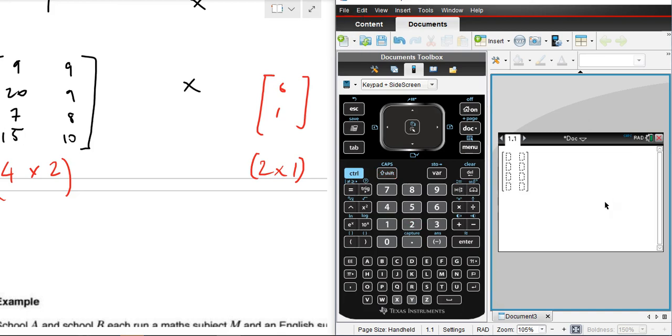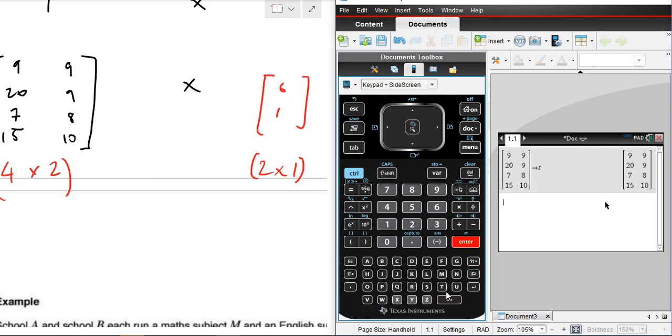Okay, enter, put your numbers in. So you got 9, 20, 27, 15, 9, 9, 8, 10. To name your matrix from here, put your cursor all the way to the right, press Control, and then var, and then call it whatever you want. In this case, we called it T, I think, for teams. So we'll just call it the T matrix.